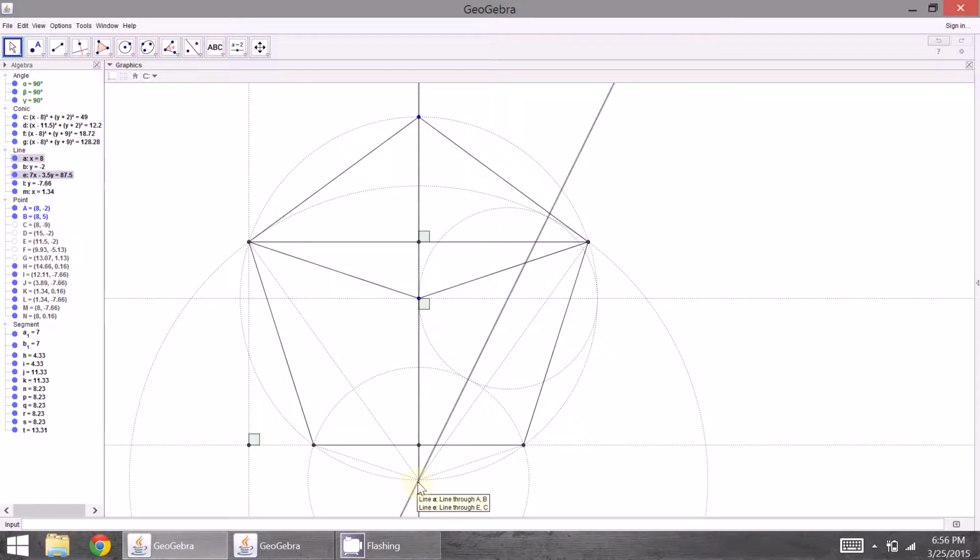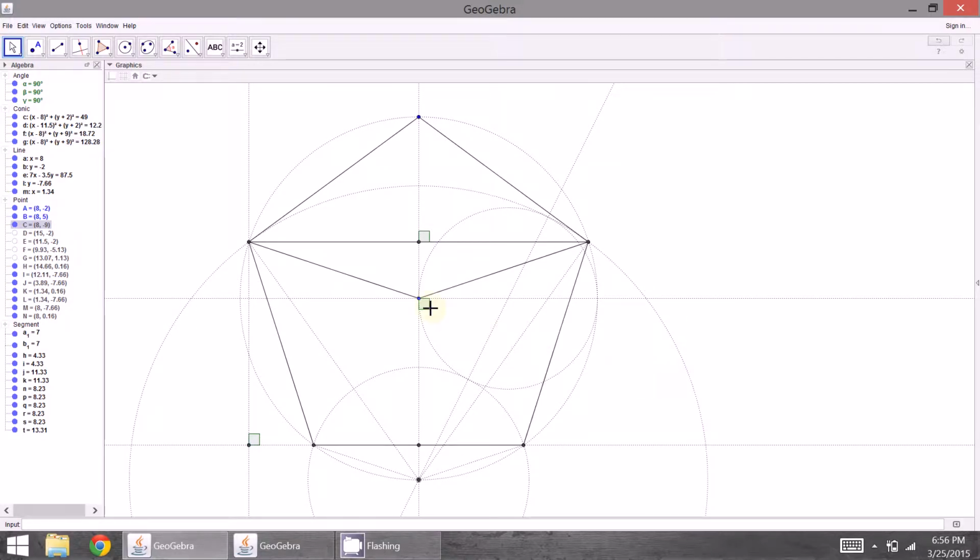Same is true for this point down here, which I should not have hidden. Let's see if I can get it back. That point right there is also equidistant from the endpoints, this endpoint and this endpoint of this line segment, because this line segment is a radius and this is also a radius of this big circle.